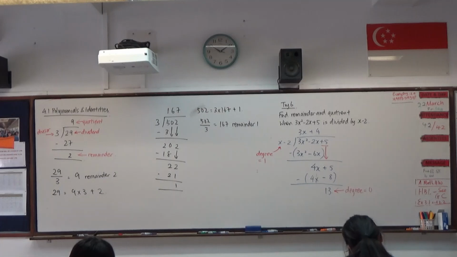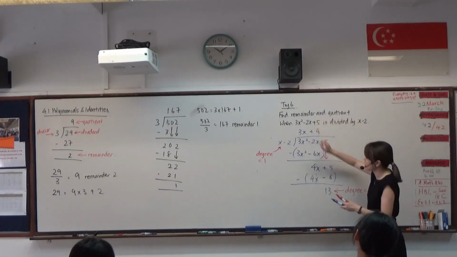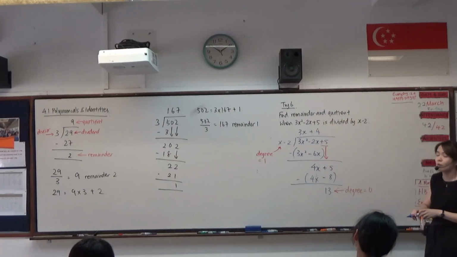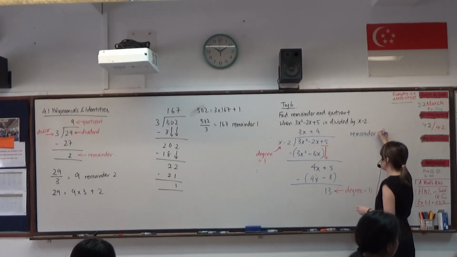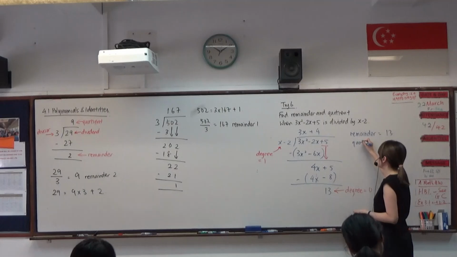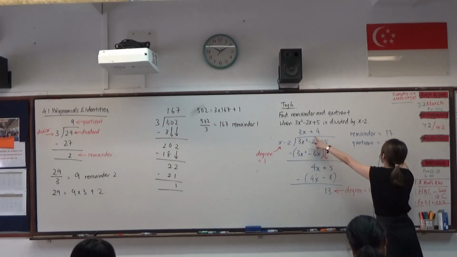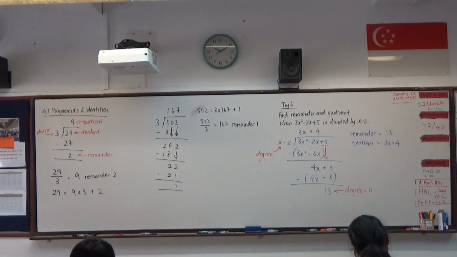Questions? Okay, so this is how we do our long division. Then to answer the question, to find the remainder and the quotient, the remainder is this thing here, which is 13. Then the quotient will be 3x plus 4. Questions?